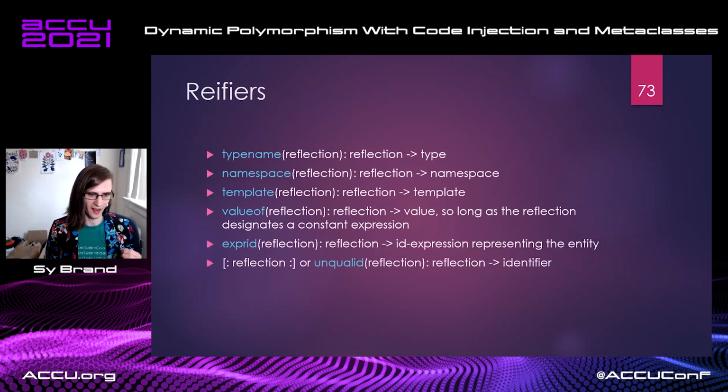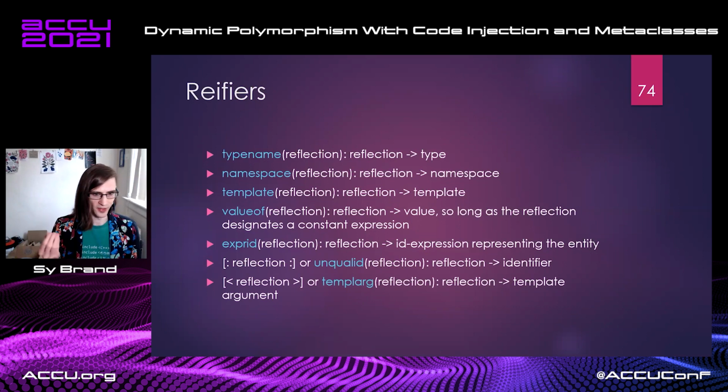And then we have this kind of weird syntax, which can also be spelled unqual ID, for turning a reflection into an identifier. And the interesting thing about unqual ID is you can also generate new names. Like if I have an entity whose name is X, I could generate an identifier which has a given prefix or suffix, which will be very, very useful later on. And then a similar thing for template arguments is templarg.